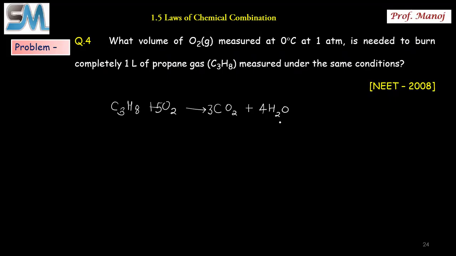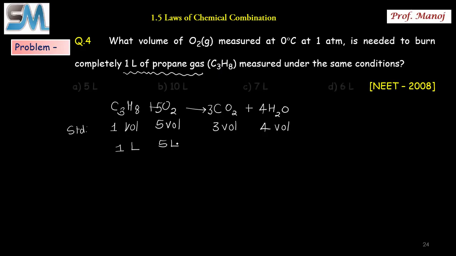So what are the volumes, standard volume we can see in the equation? 1 volume, 5 volume, 3 volume, and 4 volume. Come to the question. They want to burn 1 liter of propane. So if it is 1 liter of propane, we will need 5 liter of oxygen for the reaction. Let us see the options given to us, and you can see the answer is very, very simple.